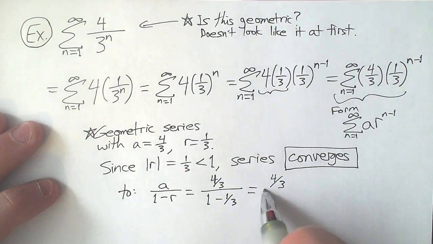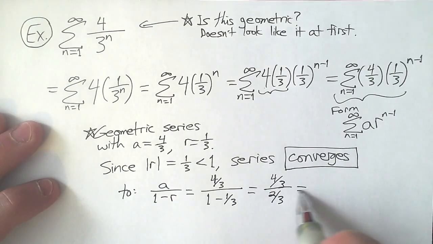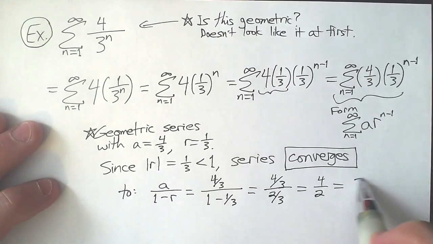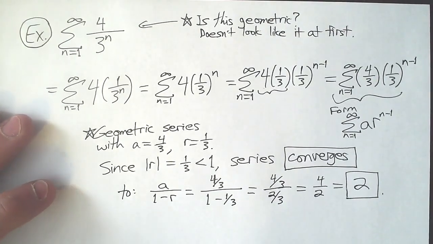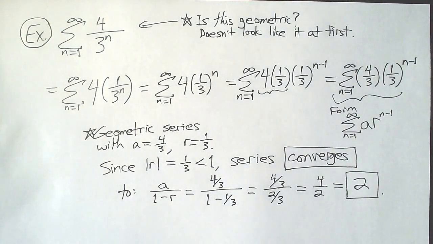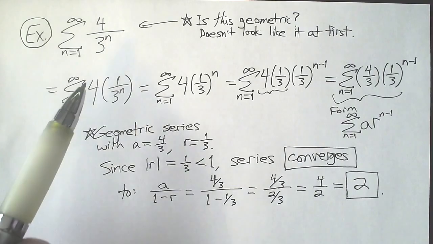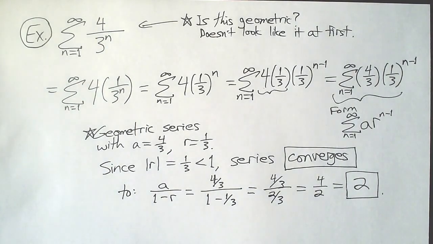Up top is a 4/3, on the bottom is a 2/3. That simplifies to 2. So that's a good answer. And I think everything we needed to say is explained. Also, we made it clear. We're clearly stating our answer. It converges. Here's why it converges. And here's what it converges to. This is the sum. So that entire series, if you were to add up all of those terms, an infinitely long list of things that we're adding up, it adds up to exactly 2.